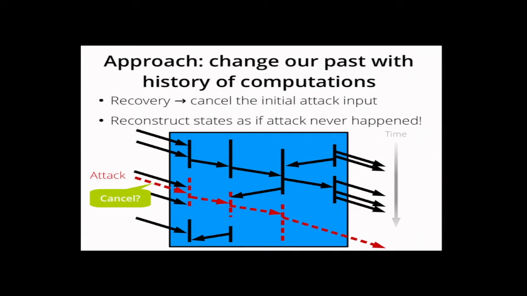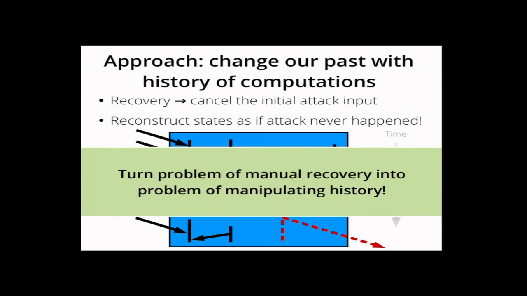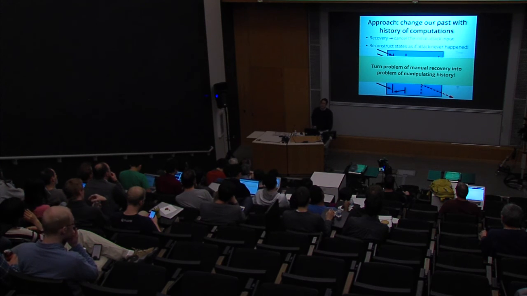If we can change our history, the recovery problem is nothing but canceling the initial attack input. After we cancel the initial attack input, we can reconstruct our system history by using the history of computation. Then we can make our computer system as if the attack was never introduced in the first place. One nice thing about this approach is that we turn the problem of manual recovery into a problem of manipulating history. In fact, there are a lot of challenges in implementing this idea as a real system.